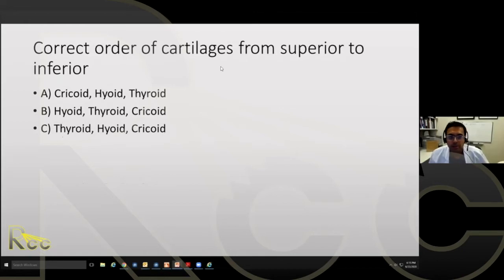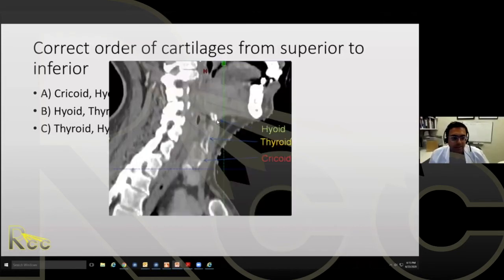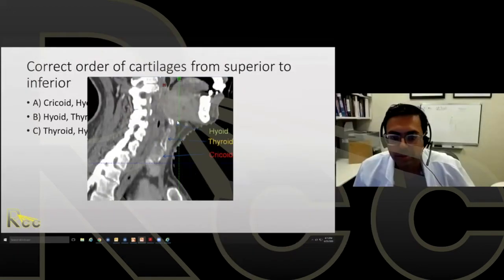What is the correct order of the cartilages from superior to inferior? A, B, or C? Because you need to know where these cartilages are located to be able to identify these anatomic borders for these levels. We got a lot of B? Okay, great. Yep, you got it. So that's right, B. Remember, the hyoid cartilage is the most superior. This is the sagittal, and then you have the thyroid cartilage, and then the cricoid cartilage inferiorly.